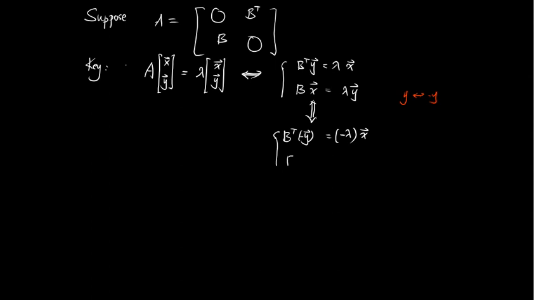Now, b times x is again equal to lambda y, but we can make it equal to minus lambda times minus y. So, of course, if the equation on the top is true, then the equation on the bottom is also true. They are equivalent conditions. But now, if you move to the left-hand side, you can see that this is the same as the matrix equation saying A times (x, minus y) is equal to minus lambda times (x, minus y).